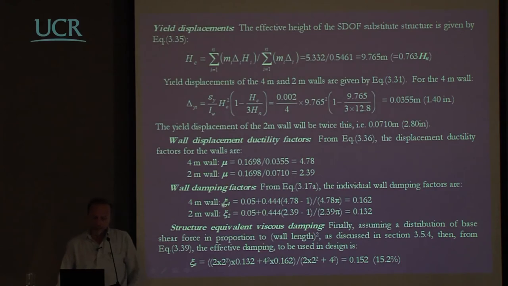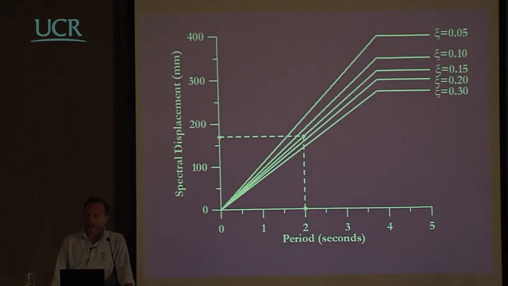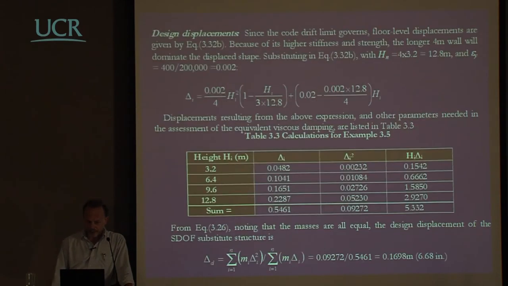And as a consequence, using the equations that correlate the damping to the ductility, this 4.78 and this 2.39, you will obtain an equivalent damping of 16% for the 4 meter wall and of 13% for the 2 meter wall. Now, the structure equivalent damping will be given by the combination of these two values combined with the strength of each one of the walls. And you see here, you have the 13% here and the 16% here. Here you have the two because you have two walls of this sort. The total result that you obtain is 15.2%, which is, of course, an intermediate value between the value of the shorter wall and the value of the deeper wall.